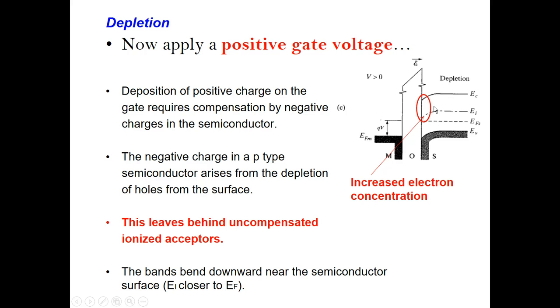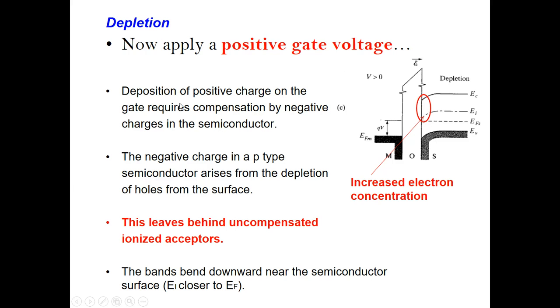So the leaving of this positive charge from this region will leave negative uncompensated acceptor ions, that is called uncompensated acceptor ions here. So we can say that due to these uncompensated acceptor ions there will be a depletion layer formation. That's why this mode is called depletion mode of operation.